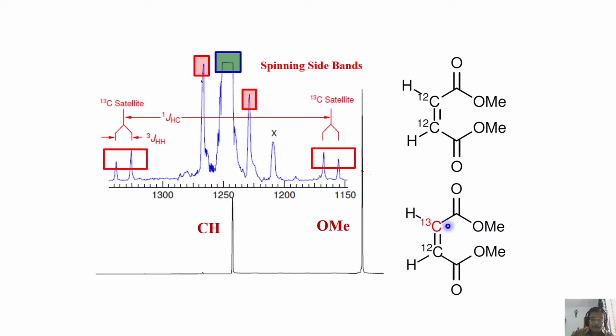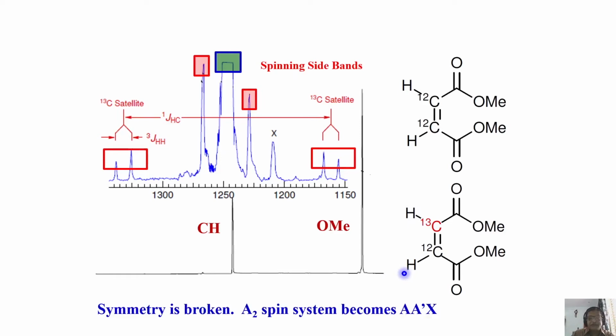Now I am considering this molecule where carbon exists as C13. In this molecule, carbon here exists as C13. In which case, you have broken the symmetry. Instead of A2 spin, now it is AA'X. Like in the previous example, this center to this center gives you one bond CH coupling, and separation of these two doublets gives you three bond proton coupling. Now I know whether it is cis or trans. I can get the coupling information very easily by just looking at the satellite spectrum.